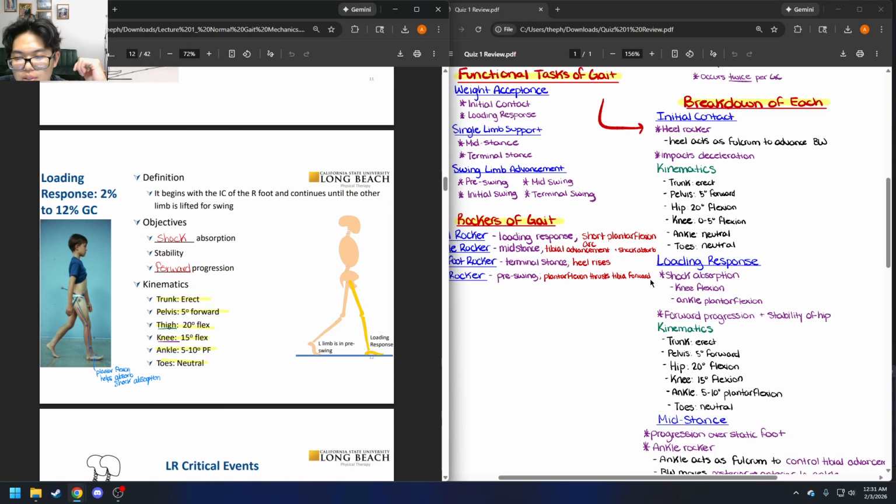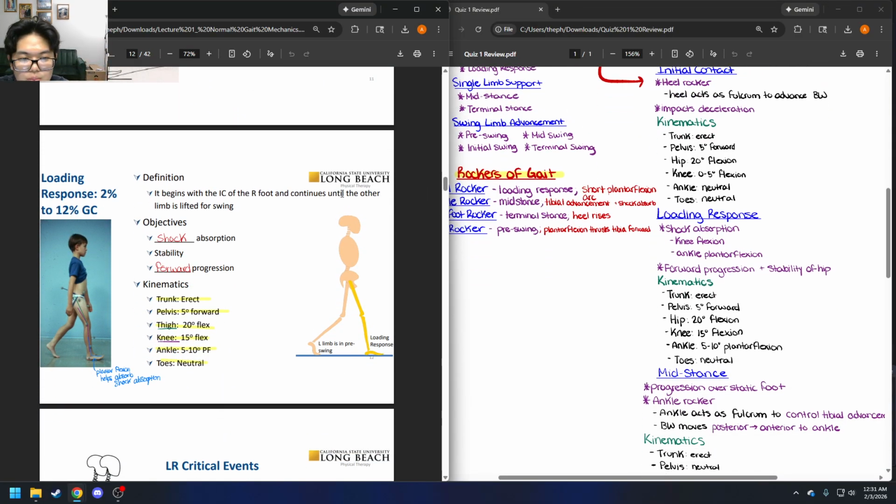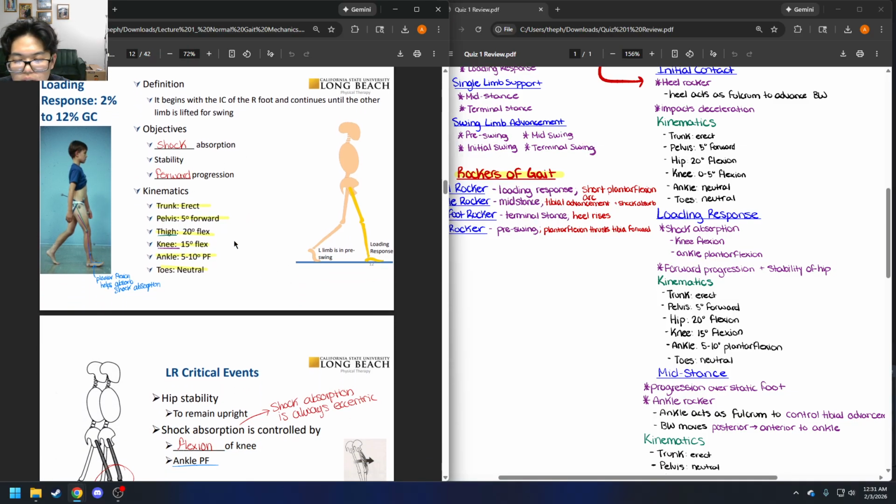Going down to loading response, we have shock absorption as one of the main critical events, as well as forward progression and stability of the hip. So the definition of loading response is basically when the initial contact of the right foot begins and continues until the other limb is lifted for swing. So that's just talking about the ipsilateral and contralateral limbs. However, I think of it more as what is going on for critical events.